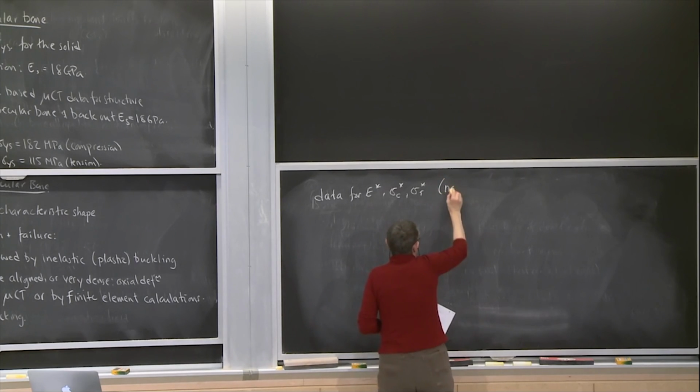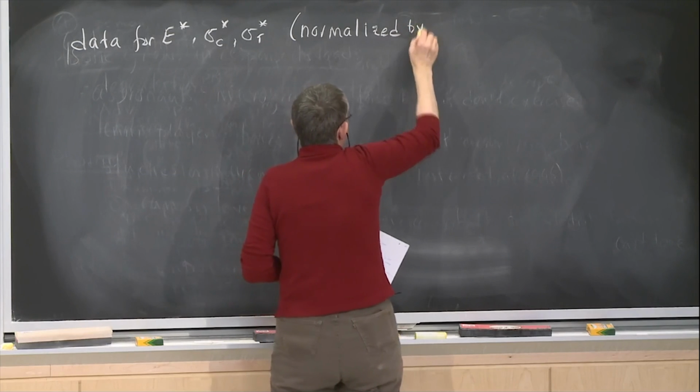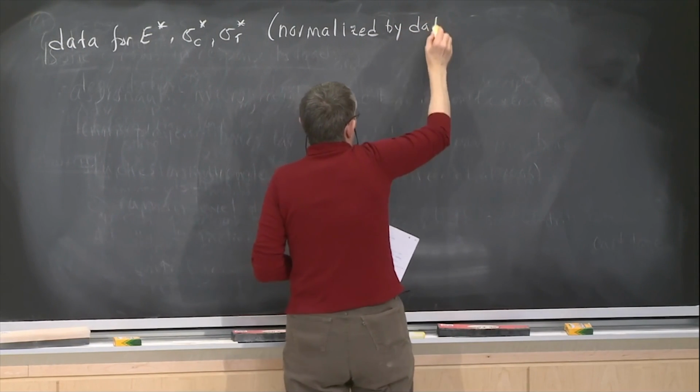And on those plots, those values are normalized by data for cortical bone.